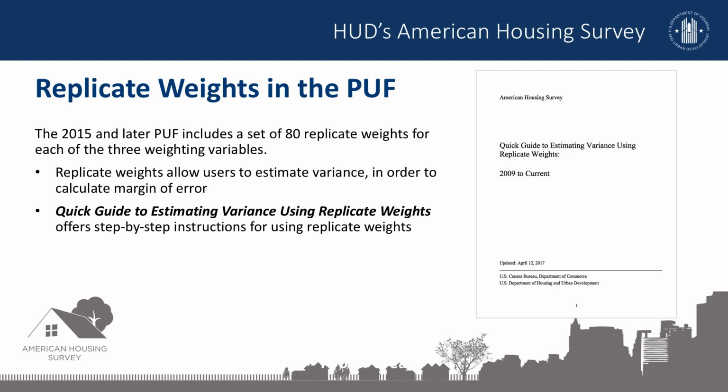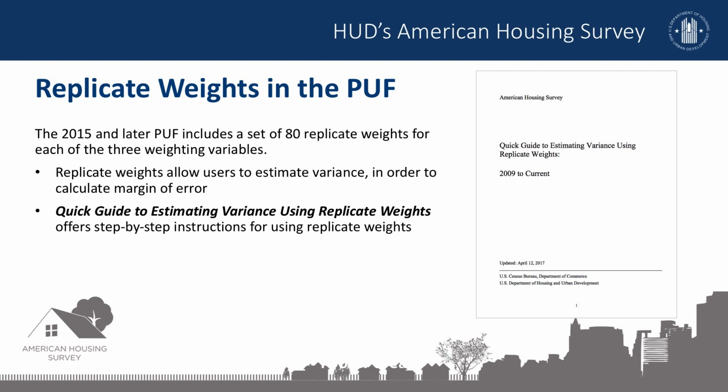The AHS PUF microdata also include a set of weights called replicate weights. These weights allow AHS users to estimate variance, which can then be used to calculate the margin of error for a statistic of interest. There is a set of 80 replicate weights for each of the three weighting variables: weight, SP1 weight, and SP2 weight.